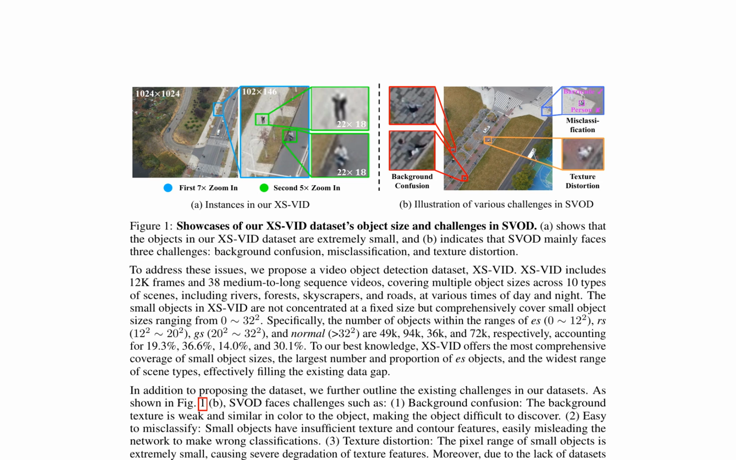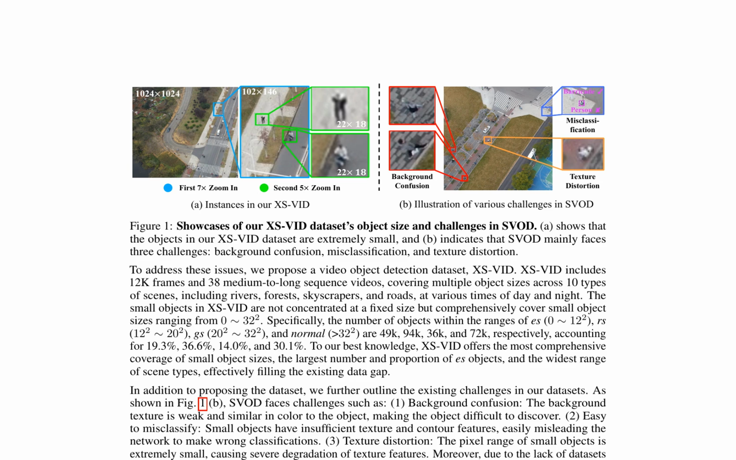The XS-VID dataset is a comprehensive video object detection dataset that fills a critical gap in existing datasets by incorporating a wide range of small object sizes and diverse scene types. Comprising 12,000 frames and 38 medium to long sequence videos, the dataset covers multiple object sizes across 10 distinct scene types at various times of day and night.